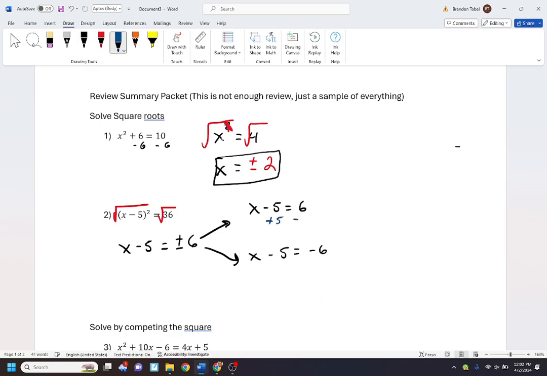Where did the square go? The square here, when I square root it, I cancel it out. So that's going to be x equals 11, and x equals negative 1. This is both of the answers, okay?